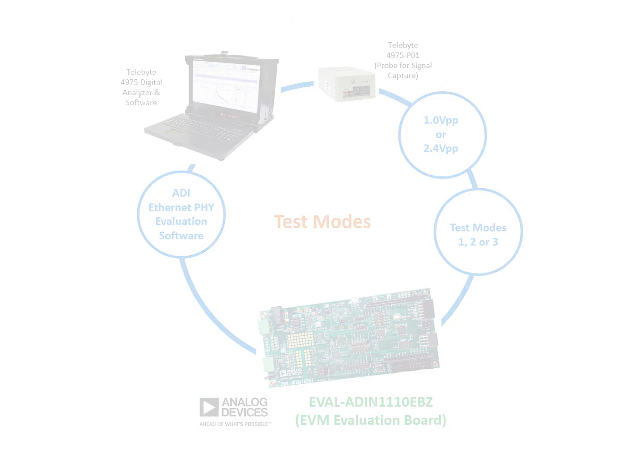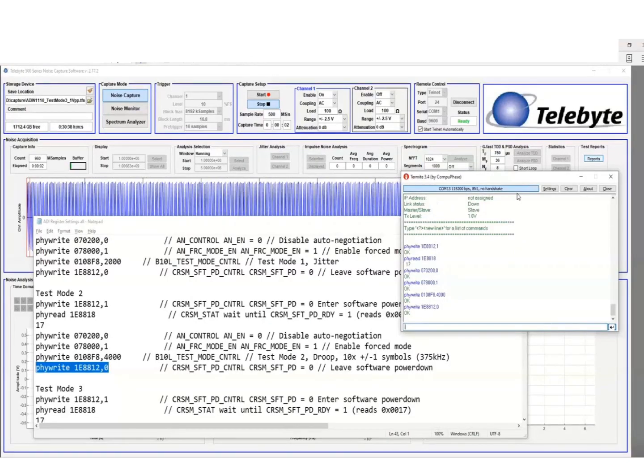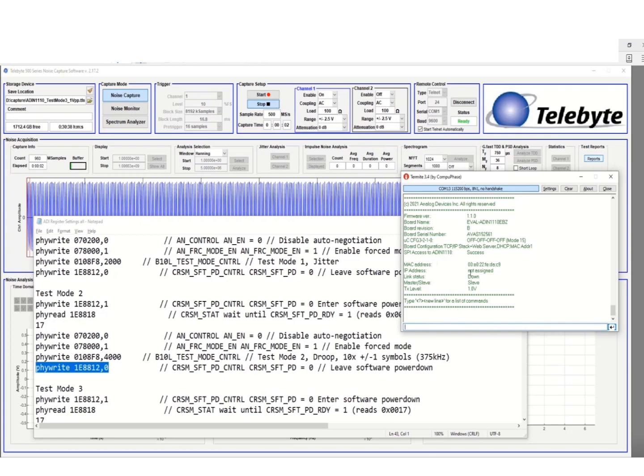Let's take a look at the software in action. Hello, today we'll be testing the Analog Devices ADIN1110 evaluation board, single pair Ethernet 10BASE-T1L. You can see we have Termite serial. We're using Termite software and a serial connection to the Analog Devices ADIN1110EBZ board. And I also have the Telebyte 500 series signal analysis software open. So you can see I'm currently talking to the device at COM13, 115,200 bits per second, 8 bits with no parity, no handshaking.